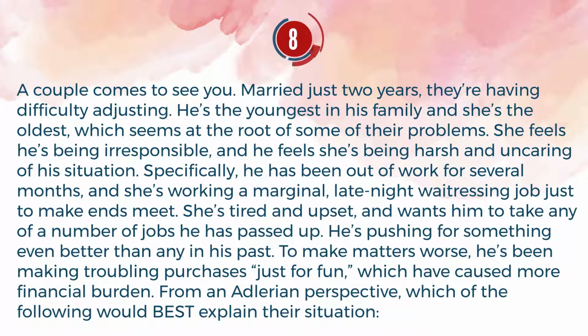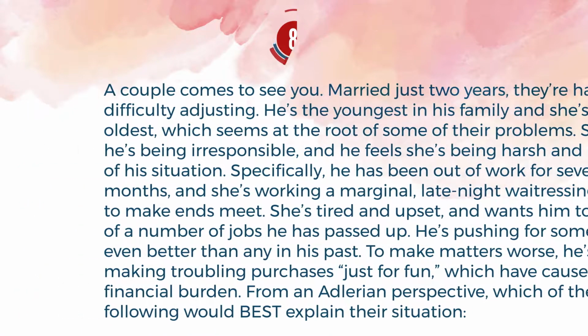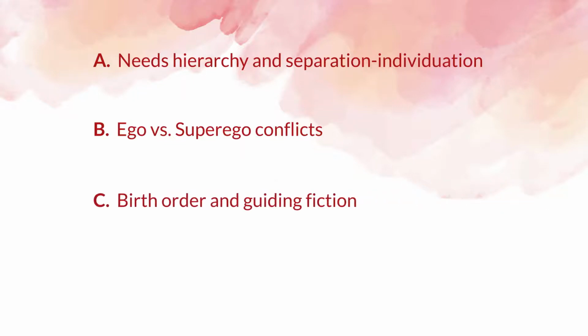From an Adlerian perspective, which of the following would best explain their situation? A. Needs hierarchy and separation individuation. B. Ego versus superego conflicts. C. Birth order and guiding fiction. D. Inferiority versus superiority.